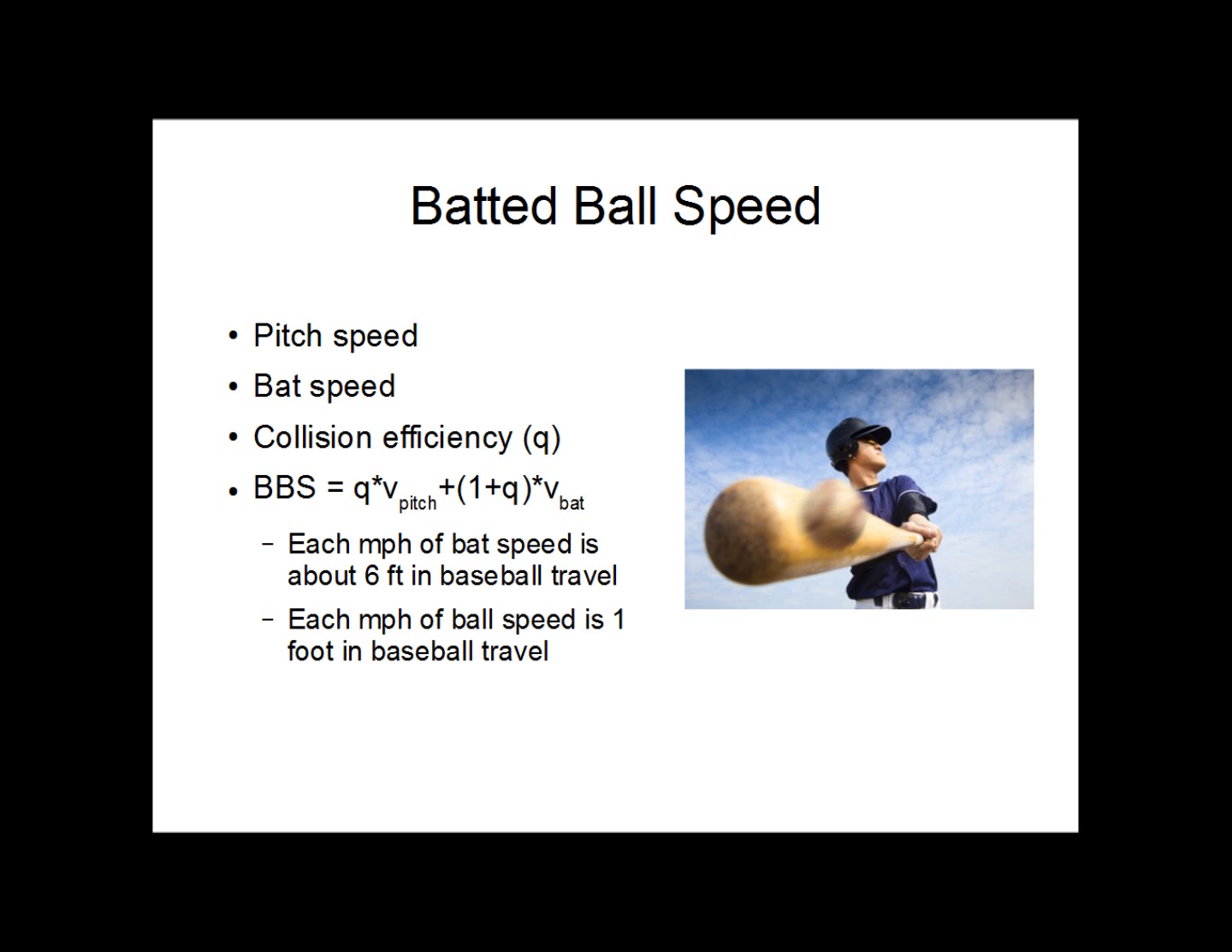The bat speed is much more important than the pitch speed. Actually, there's a ratio of about 6 to 1. So for every mile per hour of bat speed, it's about 6 feet in baseball travel, and for each mile per hour of ball speed, it's about 1 foot in baseball travel.